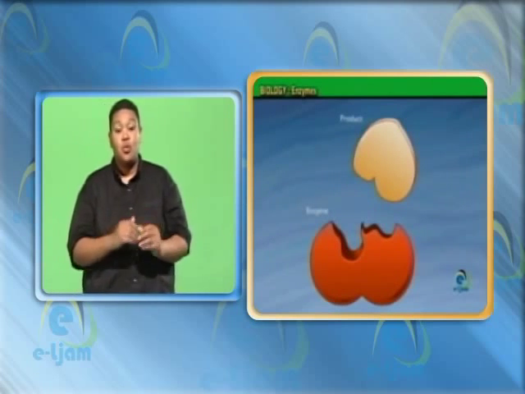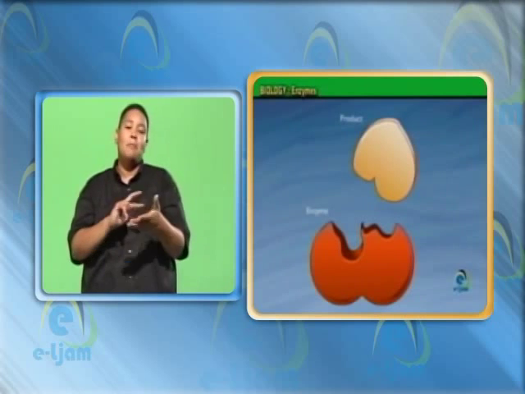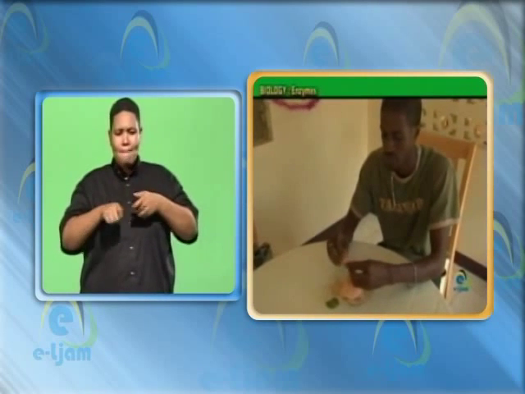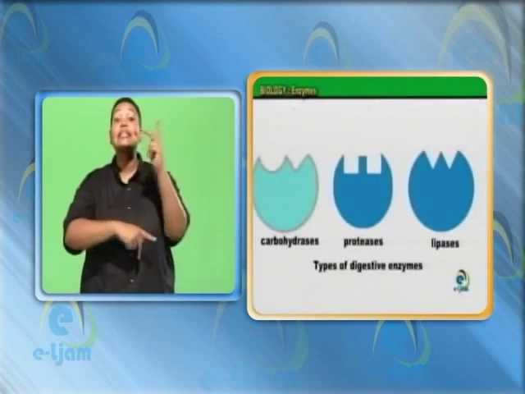Without these catalysts, reactions would occur too slowly to sustain life. One such reaction is digestion. When we eat, the food is broken down into simpler forms so that it can be absorbed and transported by the blood to cells for use. There are different types of digestive enzymes.